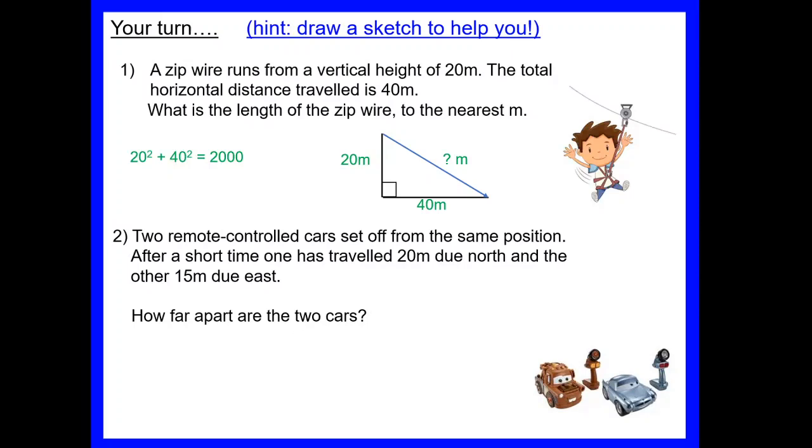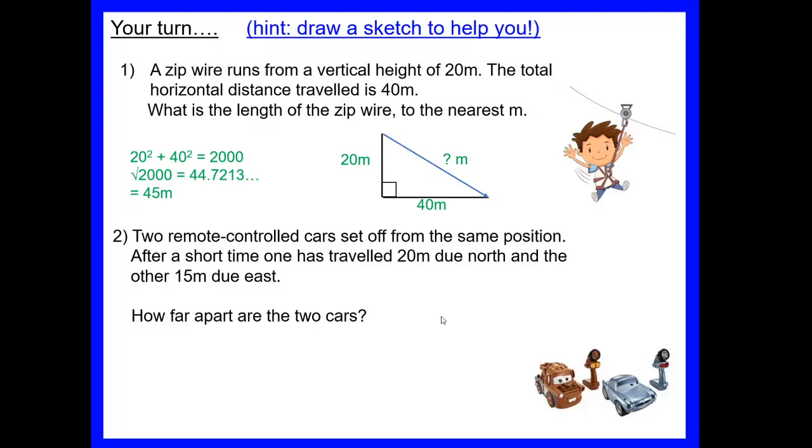20 squared plus 40 squared is 2,000. If we square root 2,000, we get 44.7213, etc. We were asked to give it to the nearest metre. So our nearest metre, we've got 44 here. A 7 means that our 4 is going to go up to a 5. We end up with 45 metres to the nearest metre.